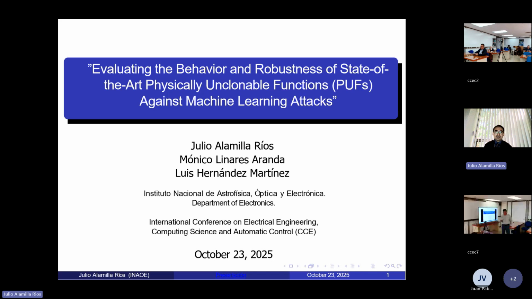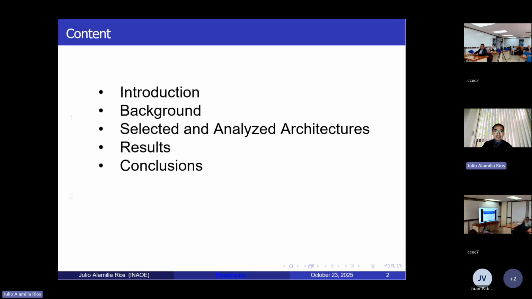Good morning. My name is Julio Alamilla Rios, and the title of my article is Evaluating the Behavior and Robustness of State-of-the-Art Physically Unclonable Function PUFs against machine learning attacks. This presentation consists of 5 topics: an introduction, background, selected and analyzed architectures, results, and conclusions.